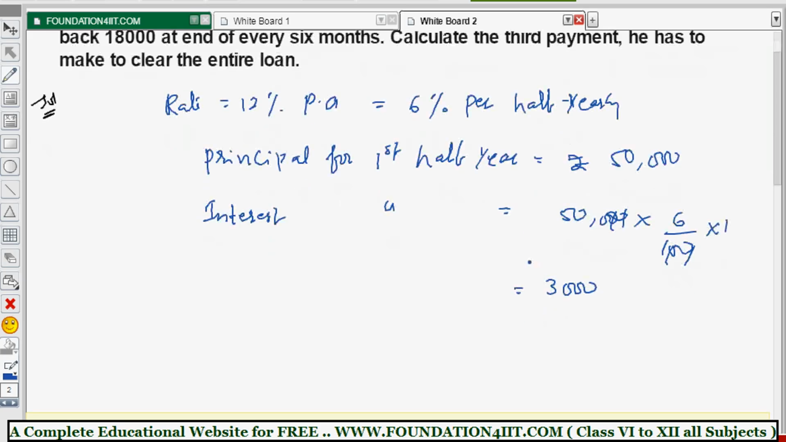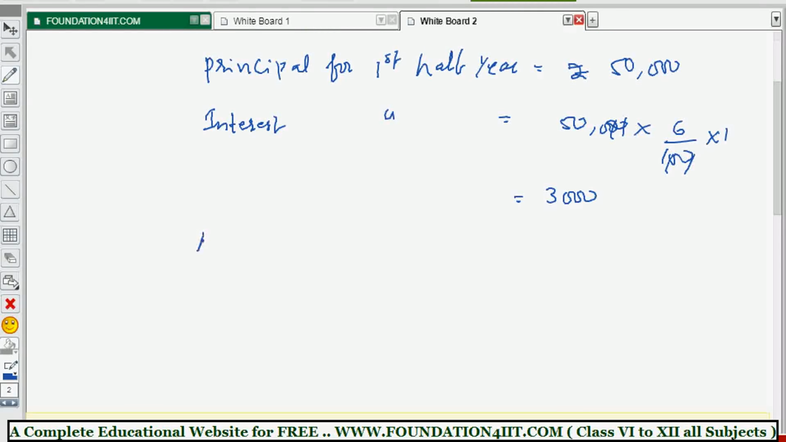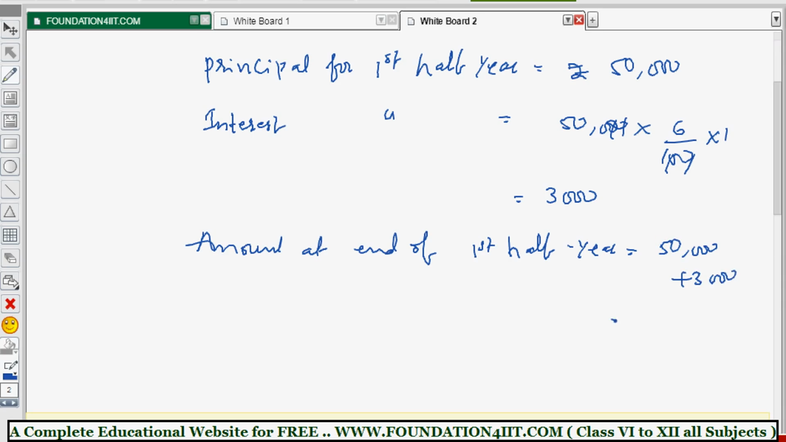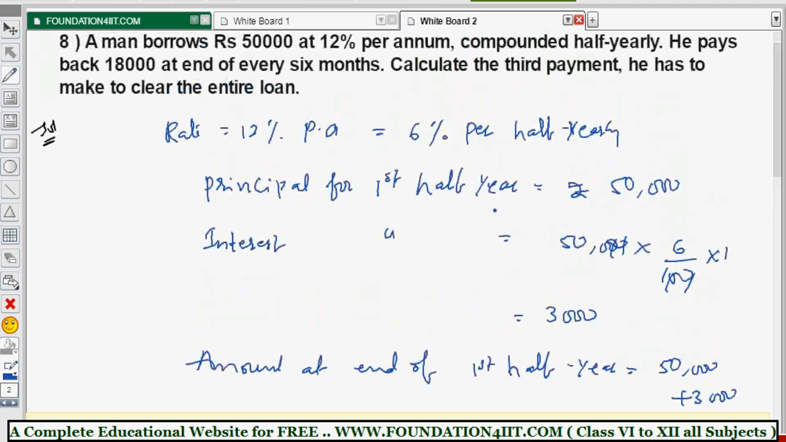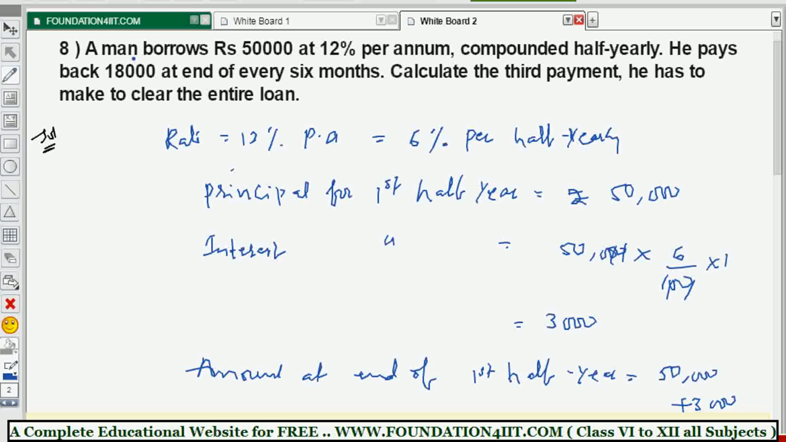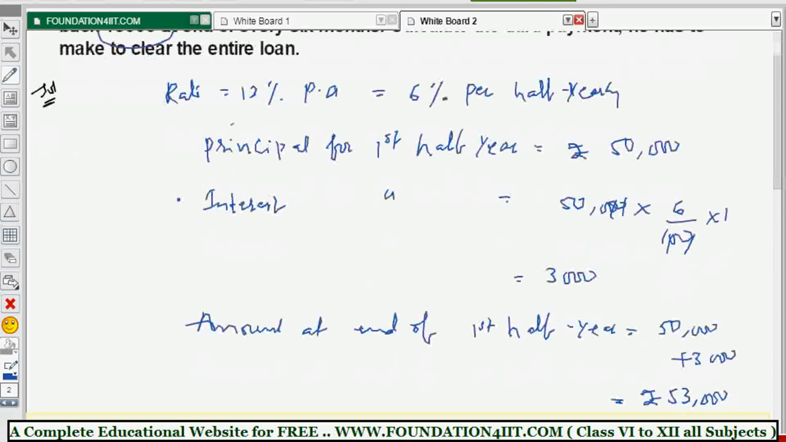So amount at the end of the first half year is equal to whatever amount we need to take. That means 50,000 plus 3,000, that is 53,000. Now the amount paid back. Every 6 months he is paying back some amount, that is 18,000. So you have to subtract 18,000 every time. Remember that.